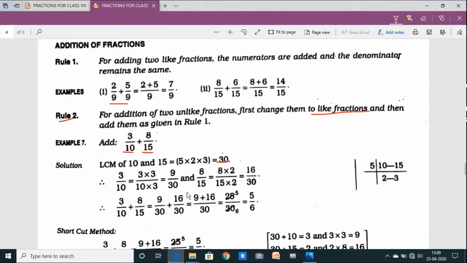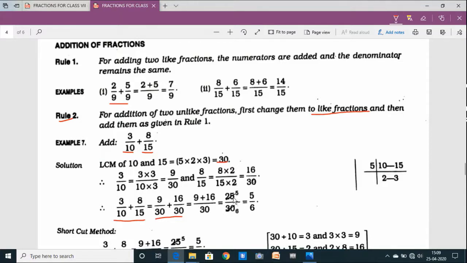So 9 by 30 and 16 by 30. The value of 3 by 10 plus 8 by 15, when changed into like fractions, becomes 9 by 30 and 16 by 30. So the LCM here is 30. So 9 plus 16, numerators will be added, and it becomes 25 by 30.